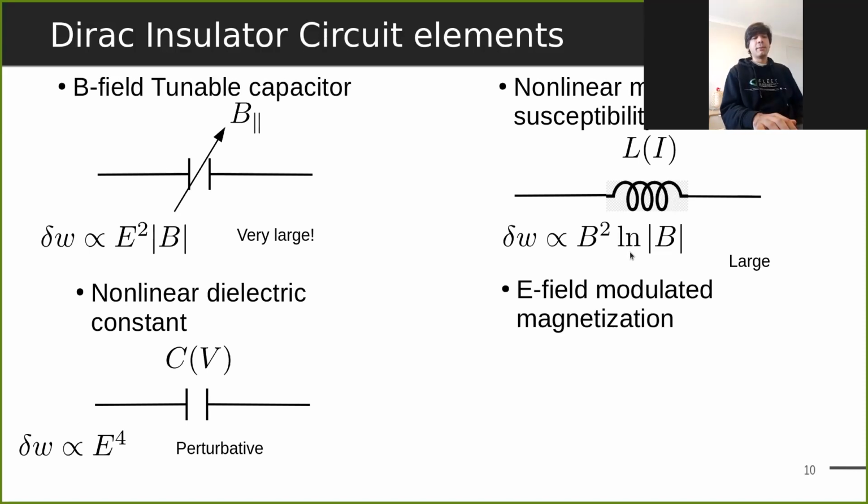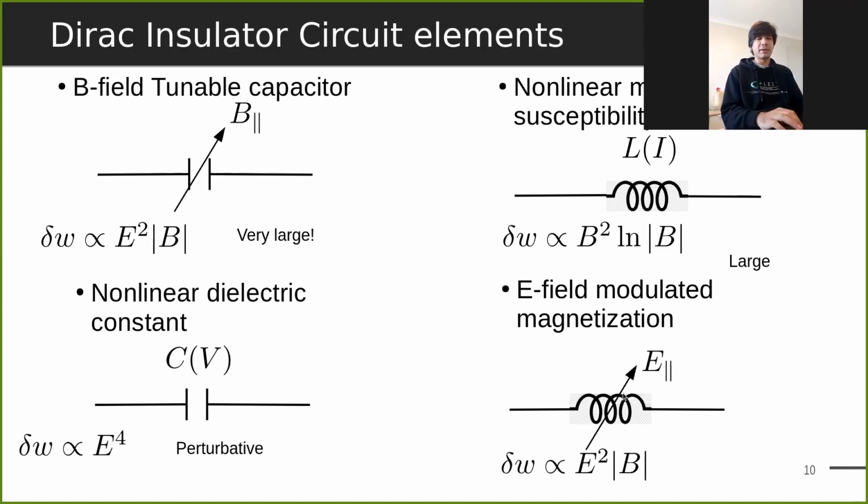And finally, magnetization of the Dirac material turns out to be modulated by the applied electric field. And just like the E² times B type of energy creates this B-field tunable capacitor, it also creates an E-field tunable inductor. So let's go and try to make these devices and make some specific estimates. I'll start with the capacitor case.